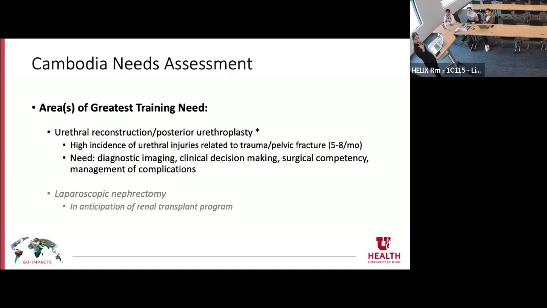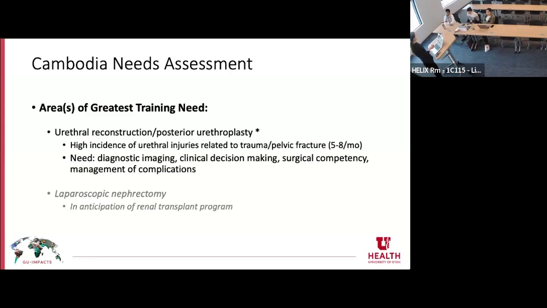I put this in italics and light gray, because this is not a primary need, but it is something that was expressed at all of the hospitals, which is the need for laparoscopic nephrectomy training. And this is not because laparoscopic nephrectomy is just a sexy thing to do, which is what some people think, but actually because they are planning and working in partnership with France on building at least one transplant program in the country.